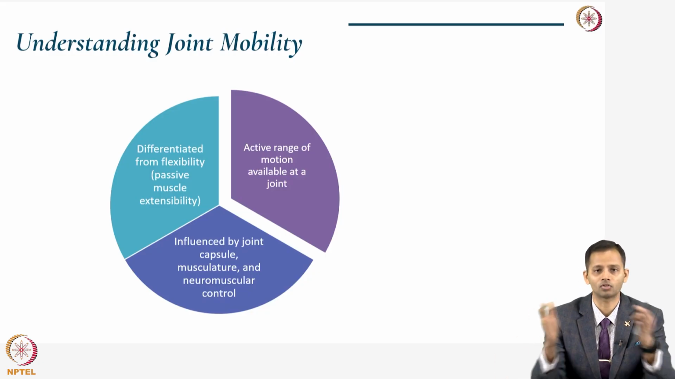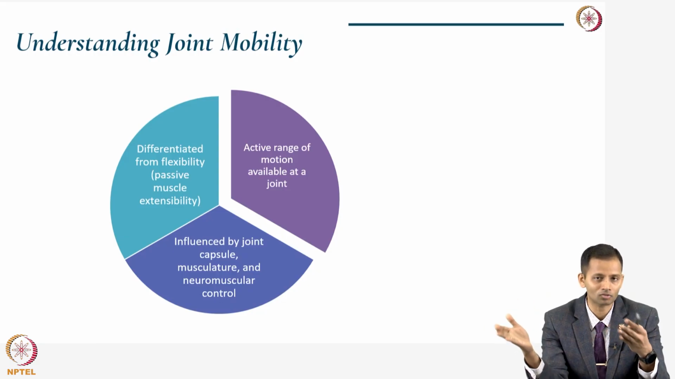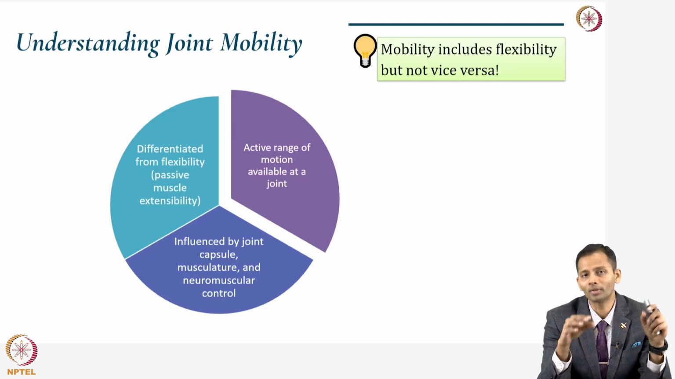So, we saw that joint mobility is an active range of motion, whereas flexibility is more of a passive component which is dependent on the connective tissue and the muscle length. So, mobility is a broader perspective in which flexibility is a subset.